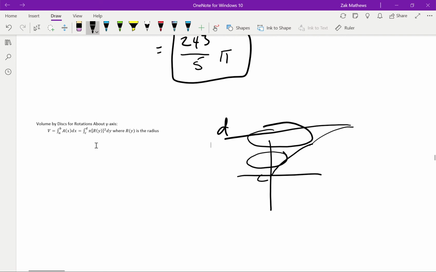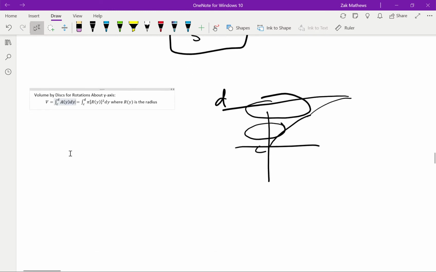So let me change this one over to, I was messing with that second one. But it's going to be the same exact formula, but we're doing everything in terms of the y now instead of the x, because we're rotating around that y-axis. Otherwise, it will be the same exact idea. So let's just jump right into an example.